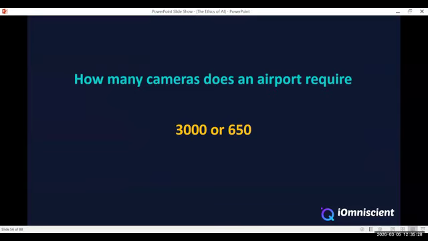So, for instance, how many cameras do you require to protect an airport? Traditionally, it used to take about 3,000 cameras, and people put in more and more high resolution cameras. Because we use very low resolution images and videos for processing, in a recent project, we were able to reduce the number of cameras you required to only 650. So overall, our focus is on making these systems much more economical than they have been in the past.